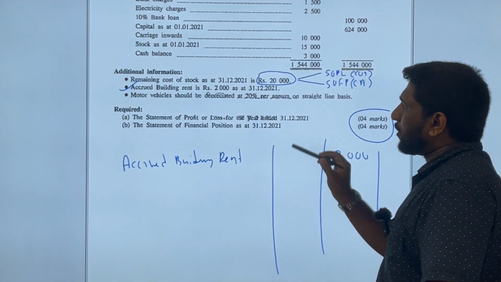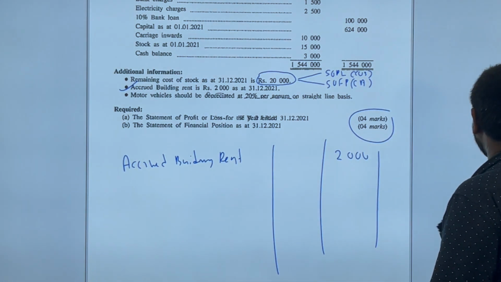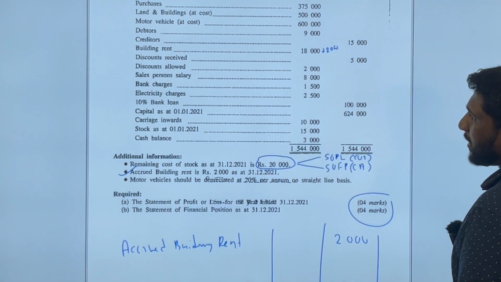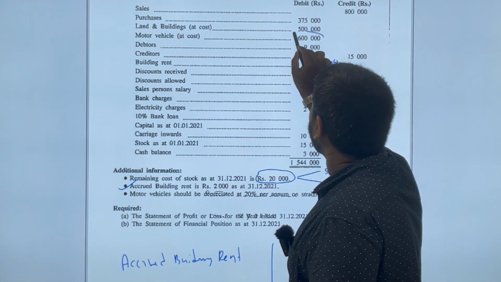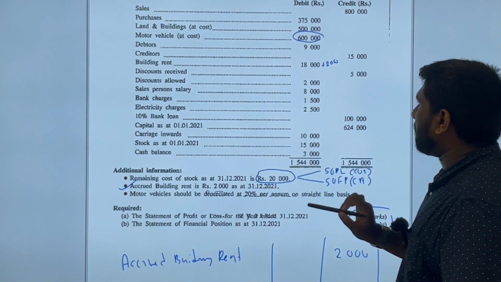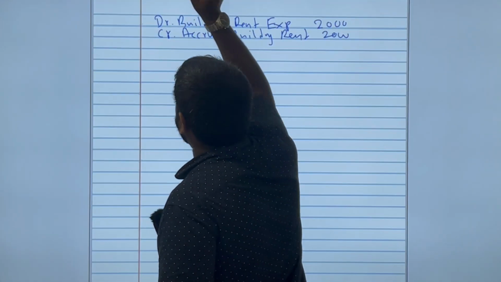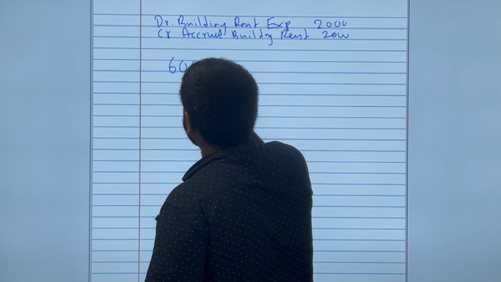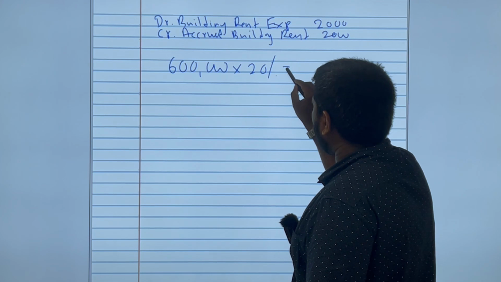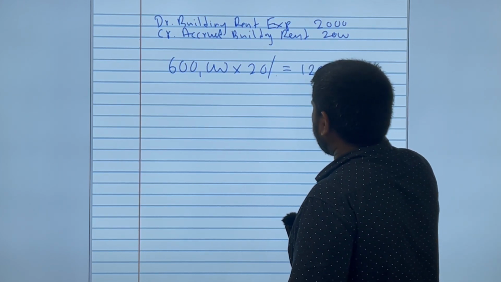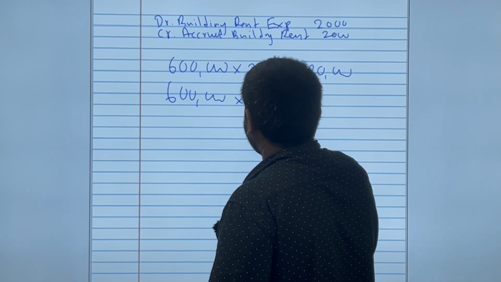Next one. Motor vehicles should be depreciated 20% per annum on straight line basis. So what is the value of the motor vehicle? Let's check that one. Okay, motor vehicles, you have a value of 600,000. We have to depreciate it 20%. So 600,000 into 20%, I'll do it here.